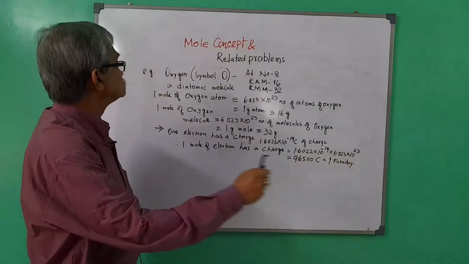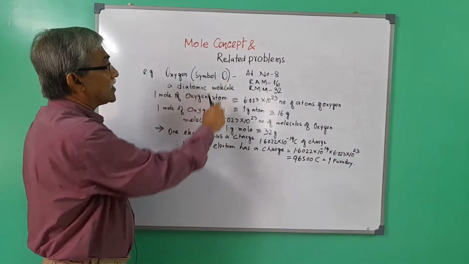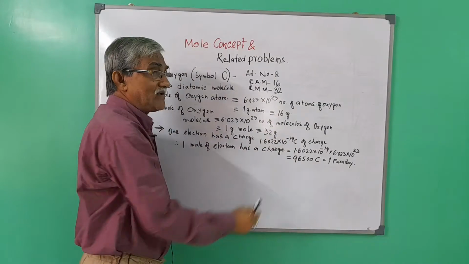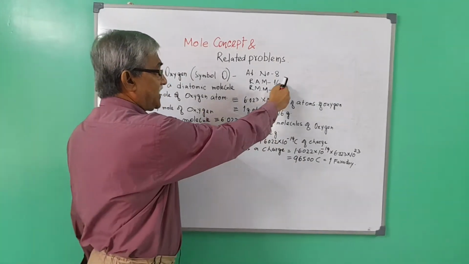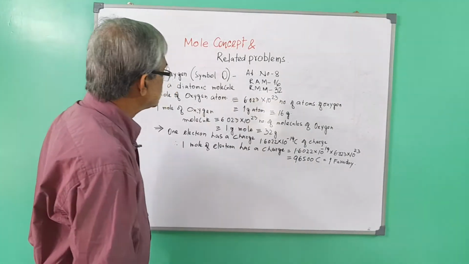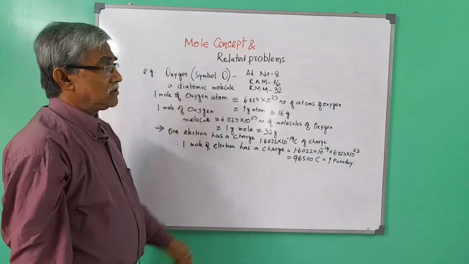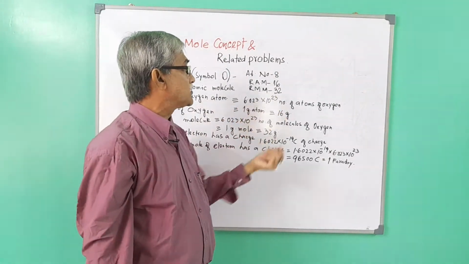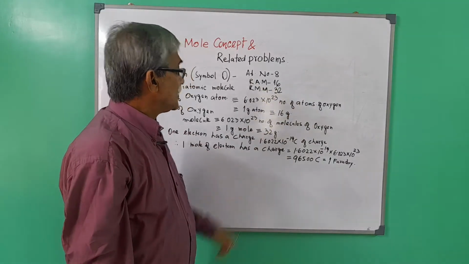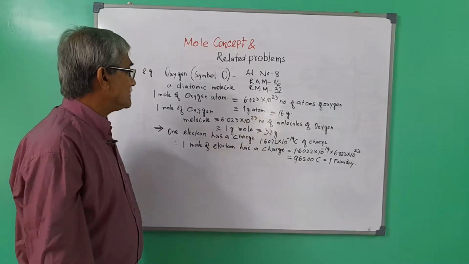Now look at the board. We are taking the example of oxygen. Oxygen has a symbol of O, whose atomic number is 8, whose RAM, the relative atomic mass, is 16, and RMM, the relative molecular mass, is equal to 32. Just got no unit. 1 mole of oxygen atoms equals 6.023 into 10 to the power 23 atoms of oxygen. We call it 1 gram atom, and which is in mass 16 gram.